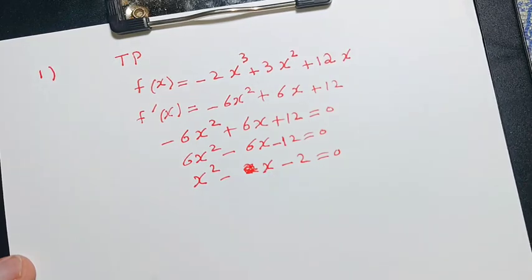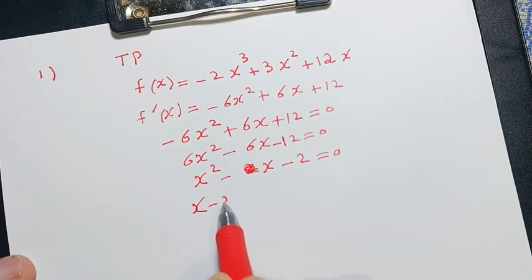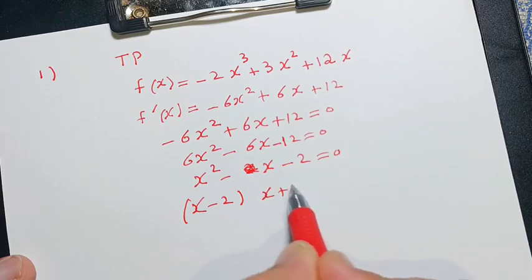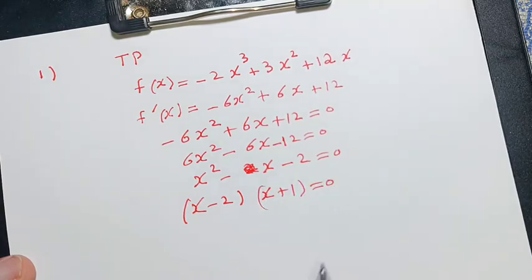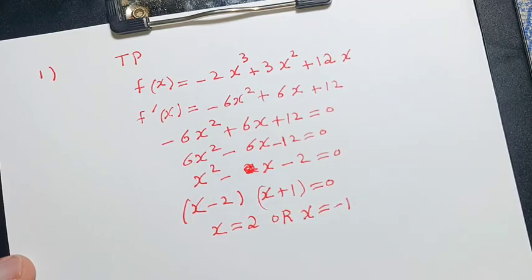Now we're going to factorize. It's (x minus 2)(x plus 1) is equal to 0. After I factorize, this is my answer. Now I'm going to solve for x. x is going to be equal to 2, or x is going to be equal to negative 1.